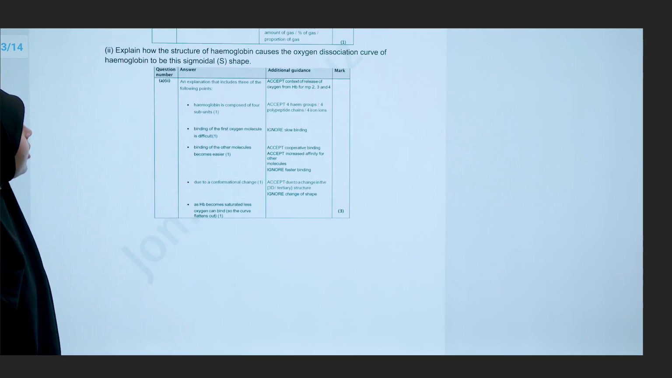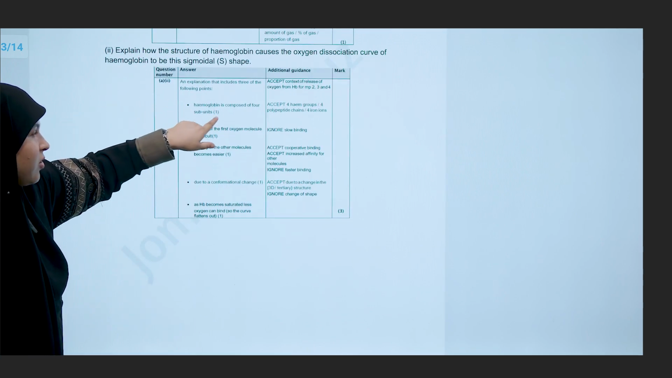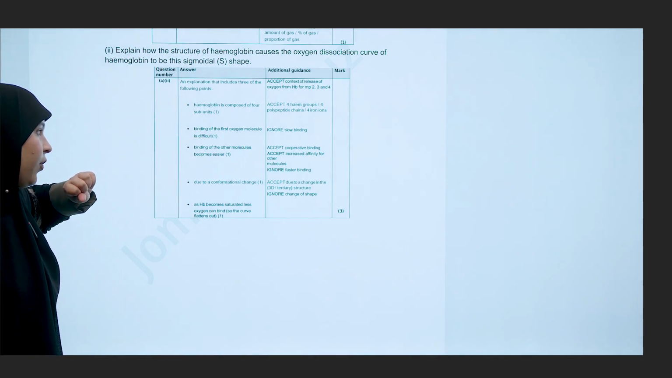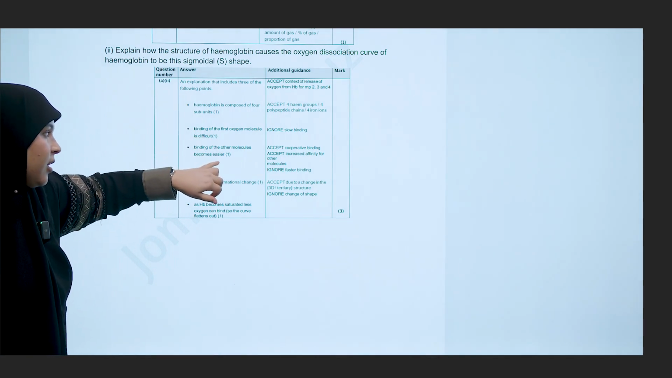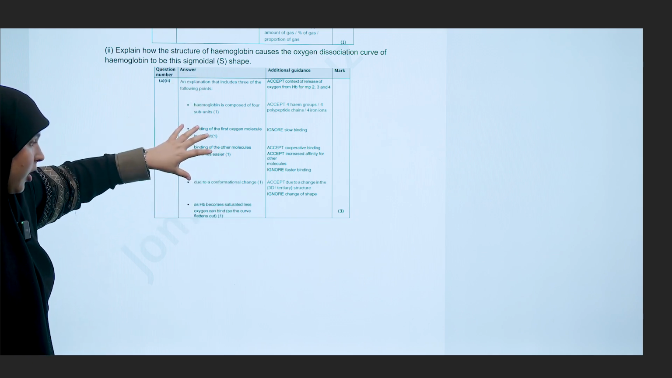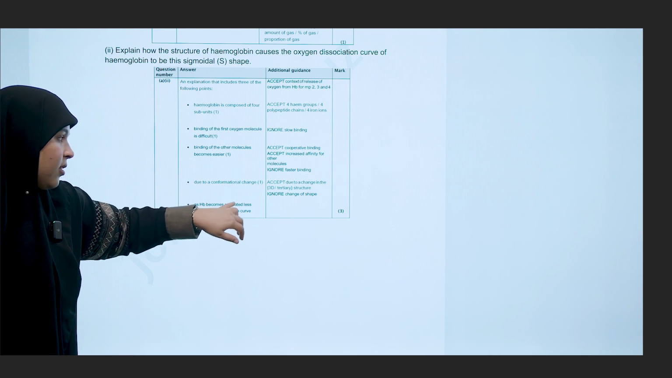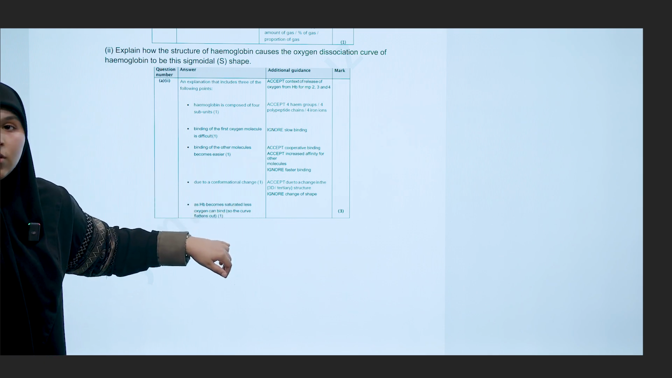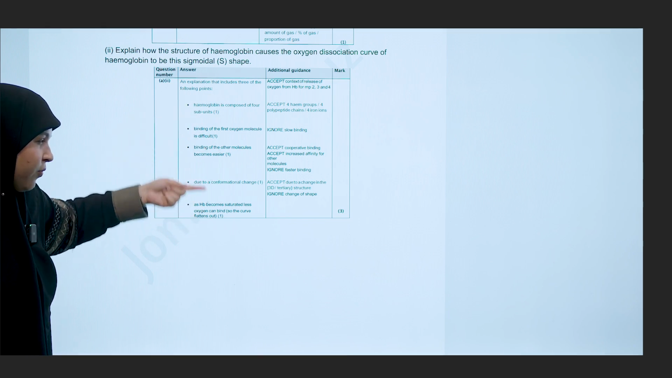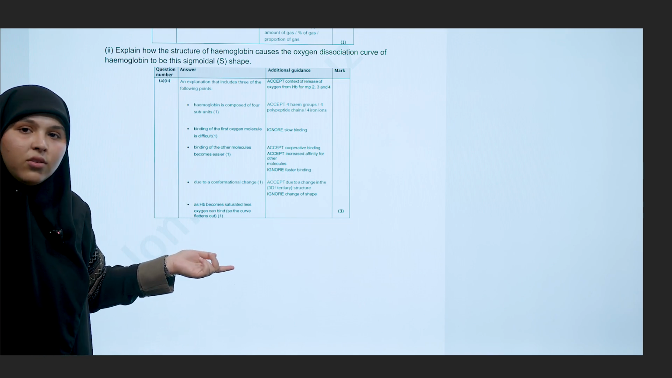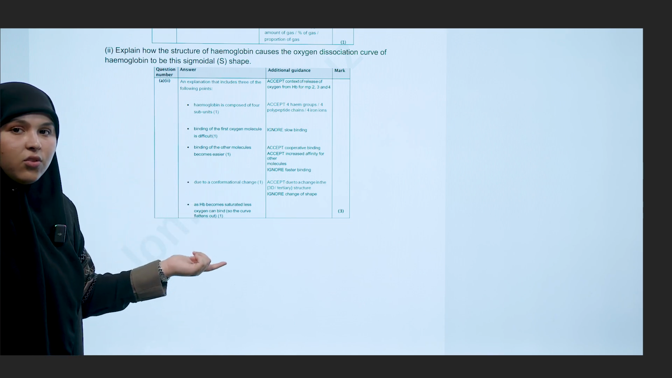So let's see how many marks we got. Hemoglobin consists of 4 subunits. Binding with the first oxygen molecule is difficult. Binding of others becomes easier due to the conformational change, we already got the full mark. As hemoglobin becomes saturated, less oxygen is combined, so the curve will flatten out. Here we have 5 marks. Yes, it's a 3-mark question, and we have 5 answers. We have 5 sentences to write.